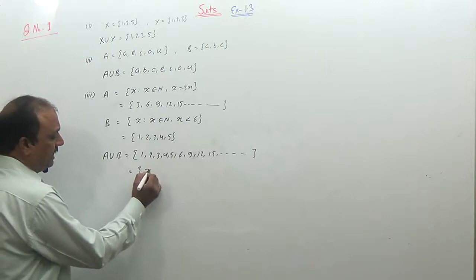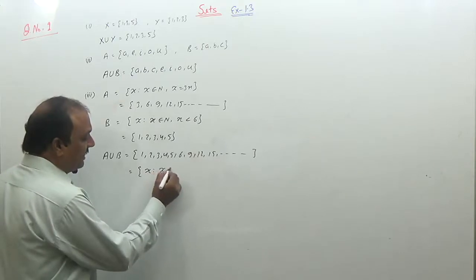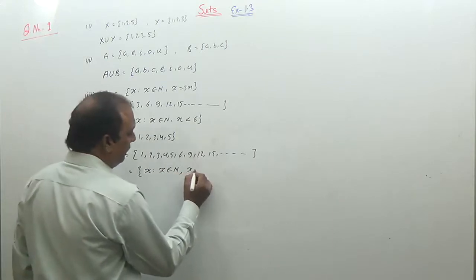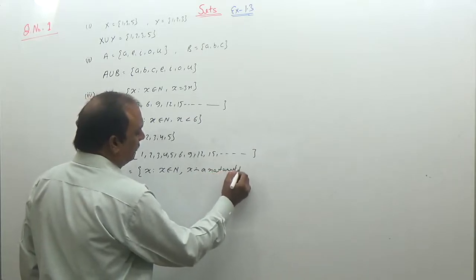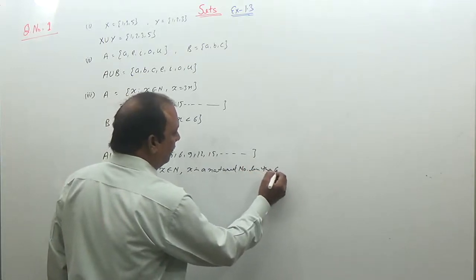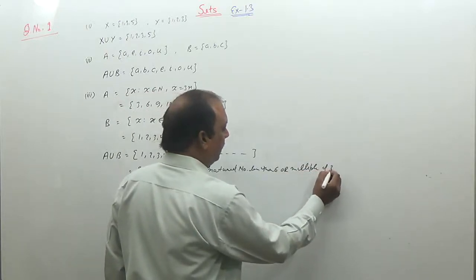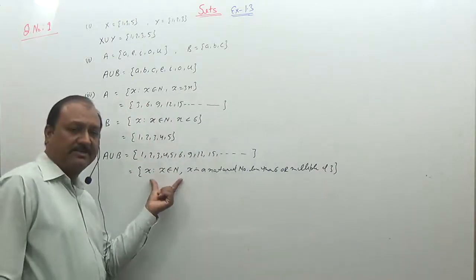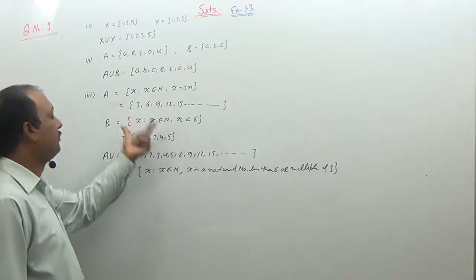So A union B is equal to {X such that X is a natural number less than 6 or a multiple of 3}. We have used the word 'or', so either it is a natural number less than 6, or it is a multiple of 3. So this is the union of two sets.